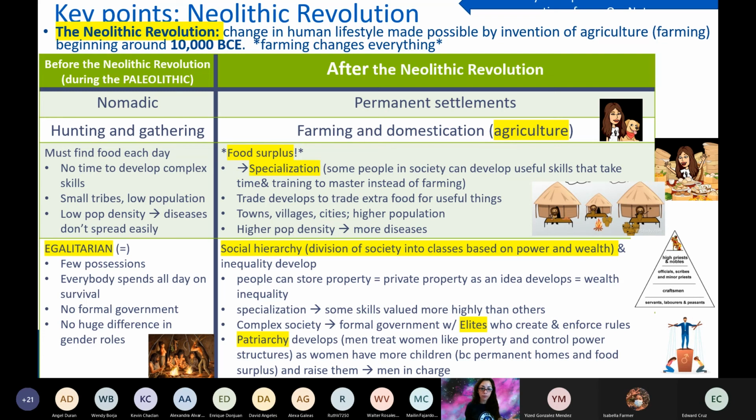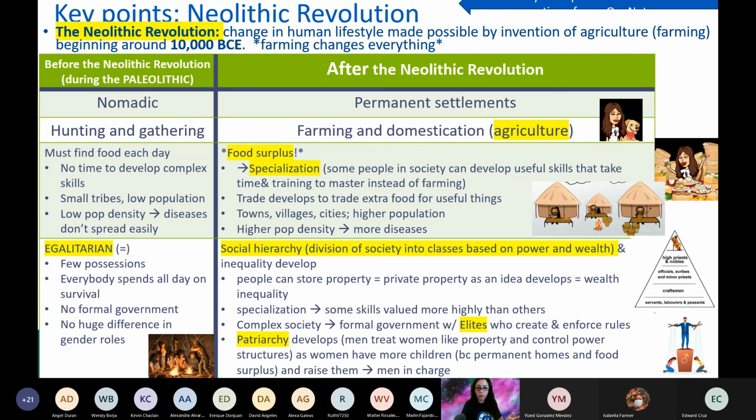Because of all that, in the Paleolithic, these nomadic hunter-gatherers in their small tribes were simple, right? They couldn't develop anything complex. They were primitive, if you want to call them that, but they were egalitarian. Egalitarian means equal to one another. They treated each other as equals. There are a couple reasons for this. We went through a bunch of these yesterday. They didn't have very many possessions. You owned what you could carry, so everybody owned roughly the same amount of things. Everybody spent all day on survival. There was no formal government to exert power on anybody else. And there wasn't a huge difference in gender roles, so men and women were treated relatively equally. Actually, well, no, I'll tell you about that later.